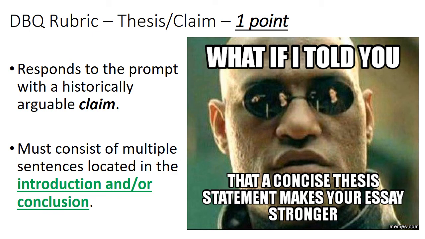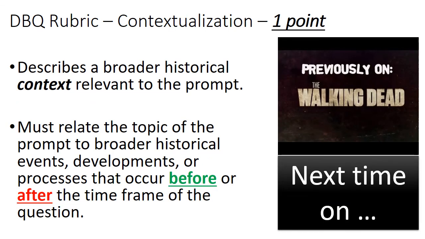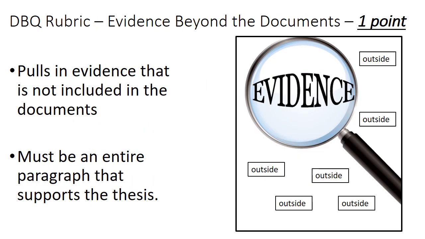The rubric is very similar to an LEQ. You get 1 point for your thesis. It must be in the introduction or the conclusion. We want you to write it in both. The second point of the DBQ rubric is contextualization. That's no different than the LEQ. The third point in a DBQ is the evidence beyond the documents. You get a point for this particular paragraph. It must be an entire paragraph and it must support the thesis. It cannot be included in the documents.